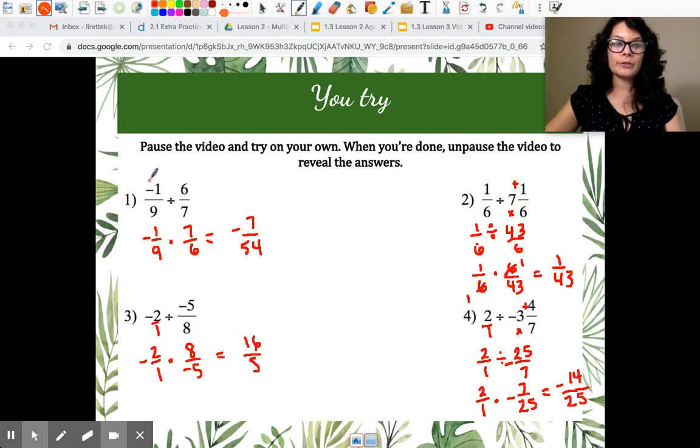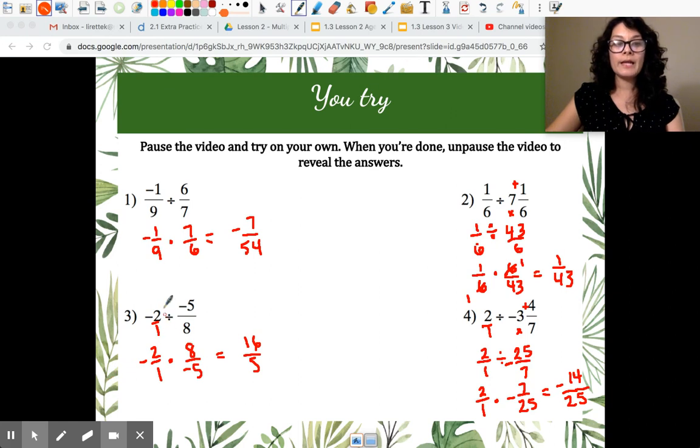So for the first one, you're going to keep the first fraction the same, change the division to multiply, flip the second fraction, nothing cross-canceled or reduced. I got negative 7 over 54. For number 2, I converted that mixed number to an improper first and got 43 over 6. Then I did keep, change, flip. The 6's ended up cross-canceling with each other, and I got 1 over 43.